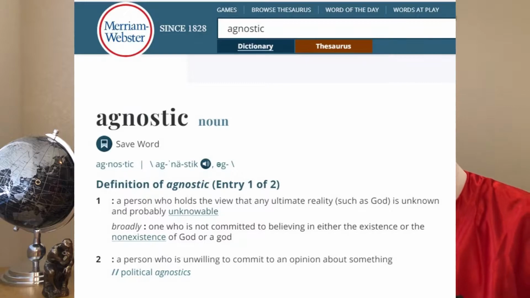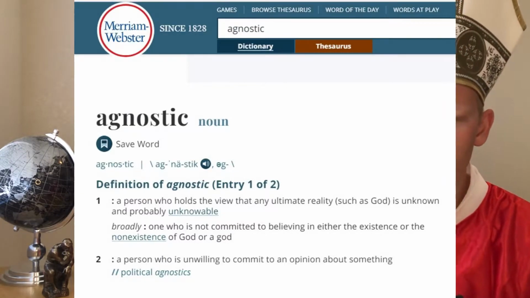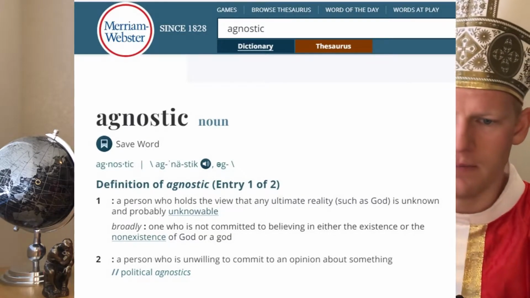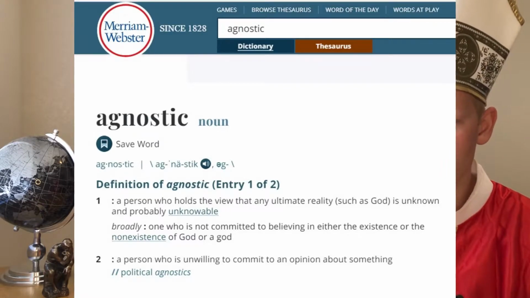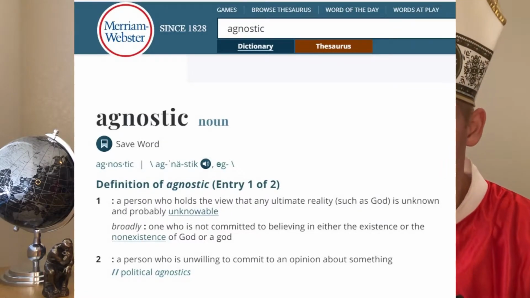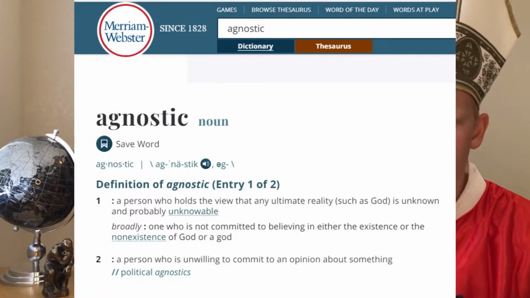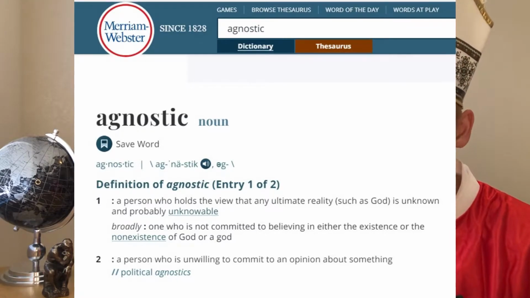Today we're talking about agnosticism and the problems therein. Agnostic has a few different definitions. From Merriam-Webster's dictionary online, merriam-webster.com, agnostic means, this is the first definition, a person who holds the view that any ultimate reality, such as God, is unknown and probably unknowable. Broadly, one who is not committed to believing in either the existence or the non-existence of God or a God.